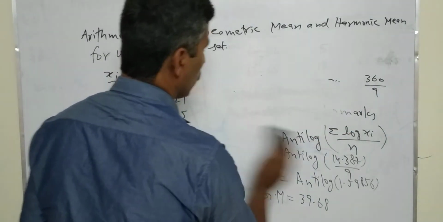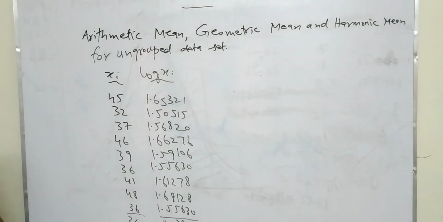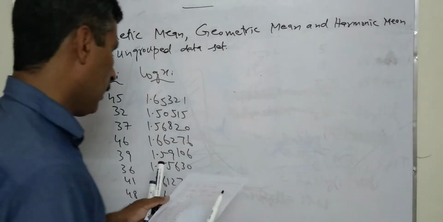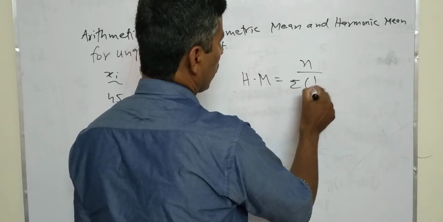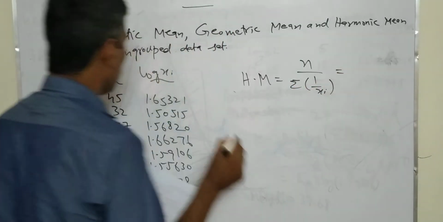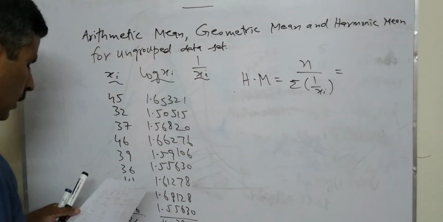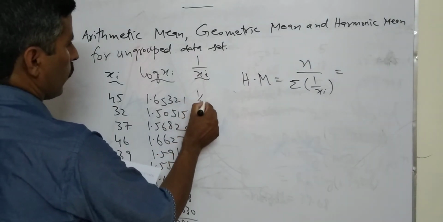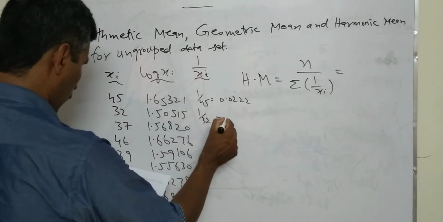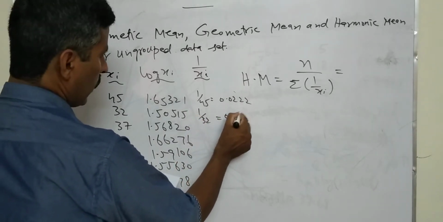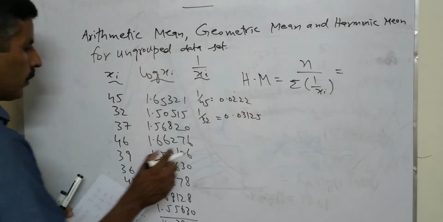Now harmonic mean is also a type of average, also a part of measures of central tendency. The formula for the harmonic mean is equals to n over summation 1 over xi. So what is 1 over xi? It is a reciprocal of all the x observations. The first value, 1 by 45, is equals to 0.0222, and 1 divided by 32 is equals to 0.03125, and also you will find the reciprocals of other observations.